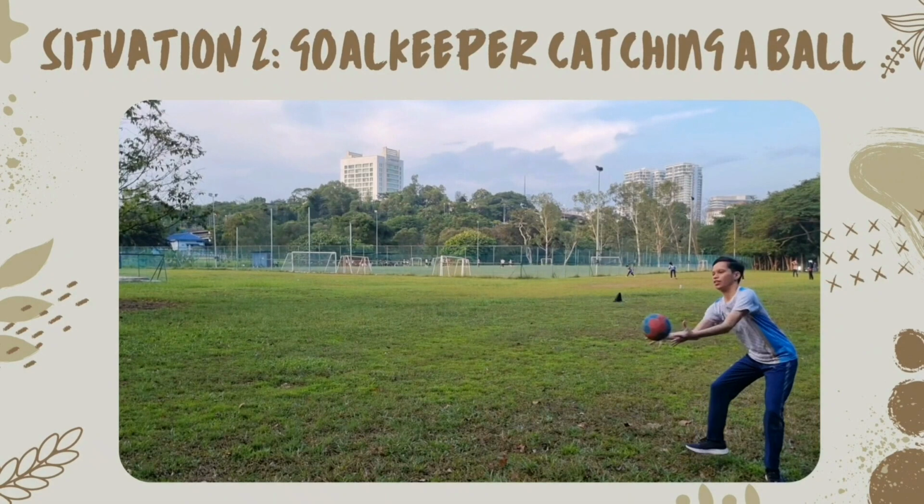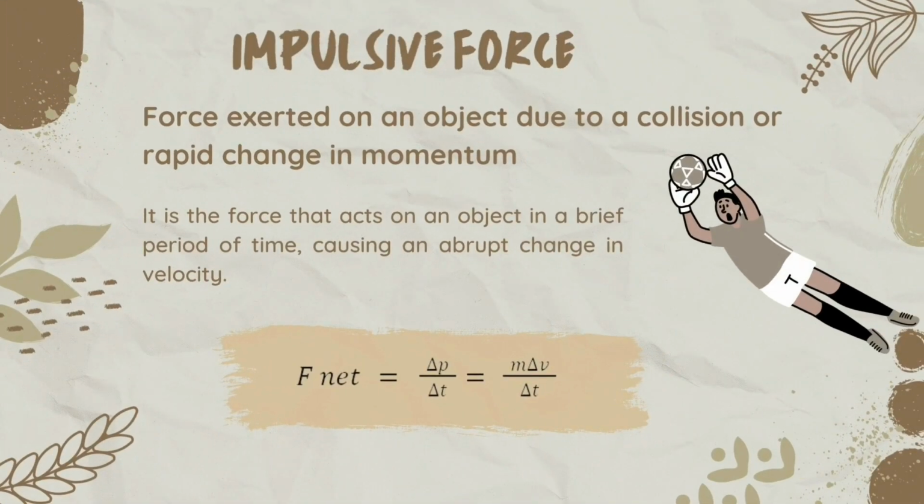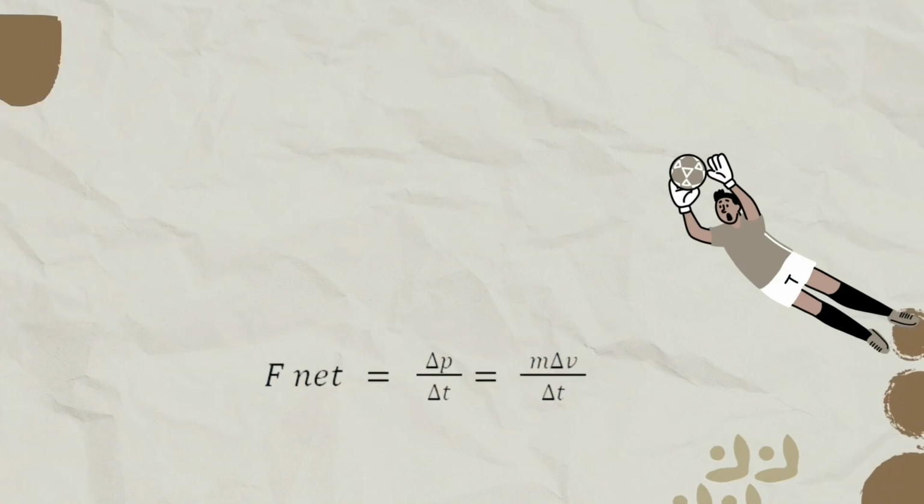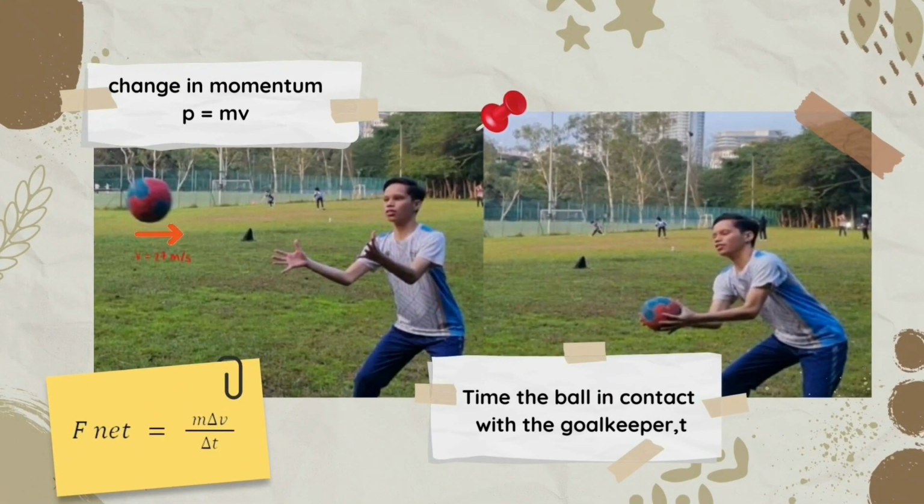Moving on to situation 2, goalkeeper catching a ball. This situation can be related to impulsive force, also known as impact force. The impulsive force is the force exerted on an object due to a collision or rapid change in momentum. It is the force that acts on an object in a brief time, which then causes an abrupt change in velocity. When the goalkeeper blocks or catches the fast travelling ball, the ball's momentum is transferred to the goalkeeper's hands, resulting in an impulsive force exerted on the goalkeeper's hand.